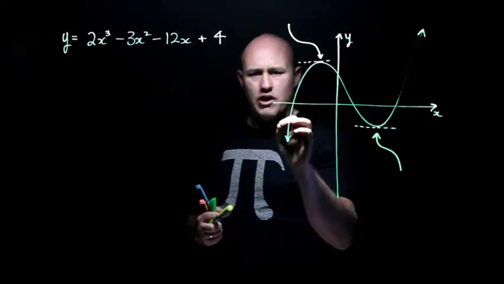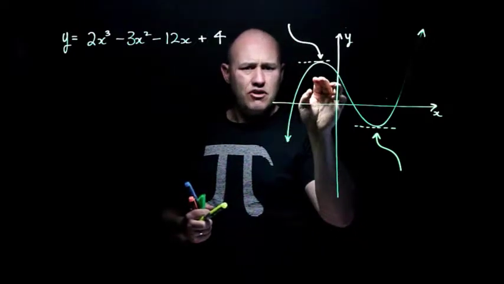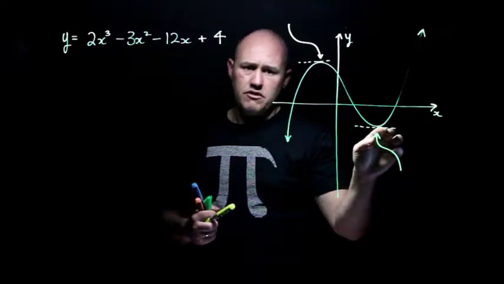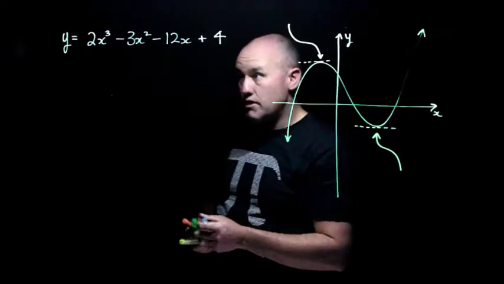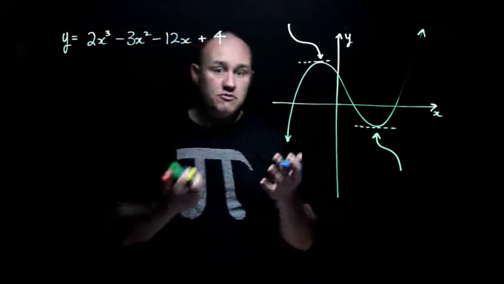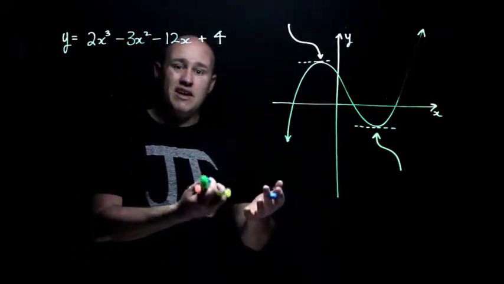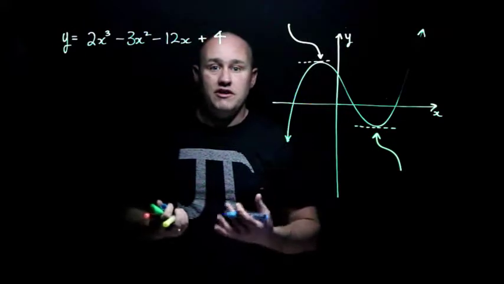Well, I mentioned a word earlier. I said, this is where the gradient is 0. This is where the gradient is 0. So we need to find where the gradient is 0. So what we're going to do is get this function up here, and we're going to get the gradient function, because remember, when we derive, that gives us the gradient function. It tells us what the gradient is for any x value.